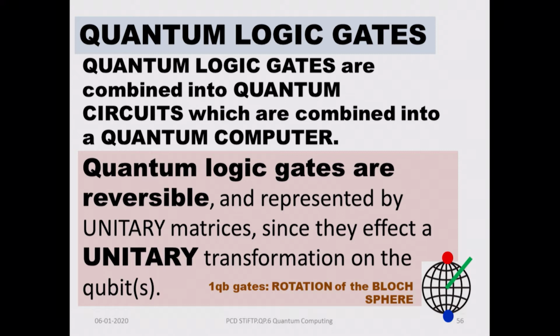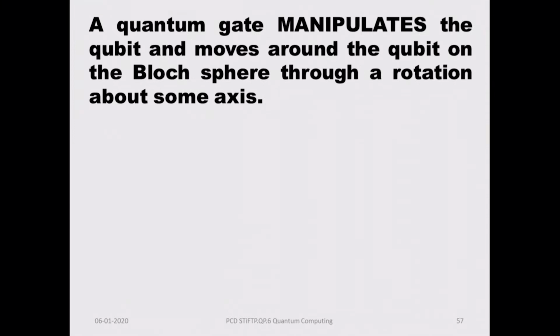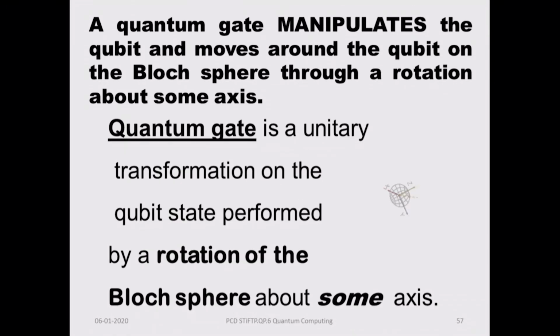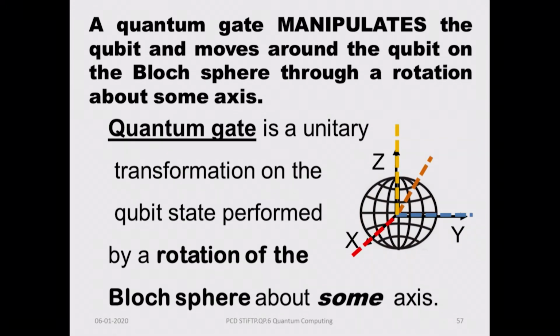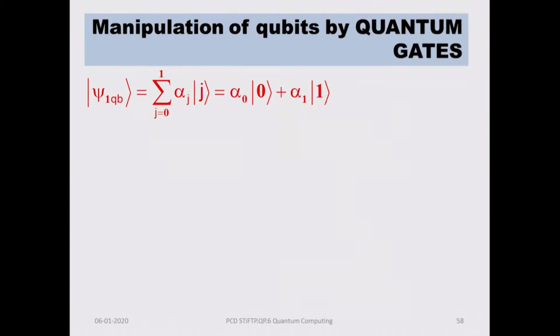So, we are initially going to talk about 1 qubit gates, and then we will of course get into 2 qubit gates, and then quantum computing involves multi-qubit gates. So, the quantum gate essentially manipulates the qubits and performs rotations of the Bloch sphere about some axis, and let us see how this will be done.